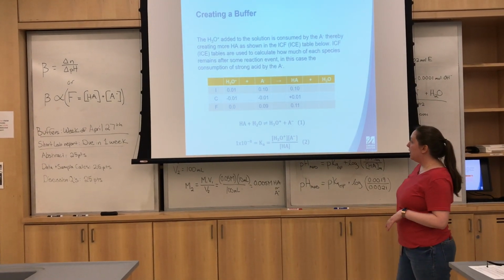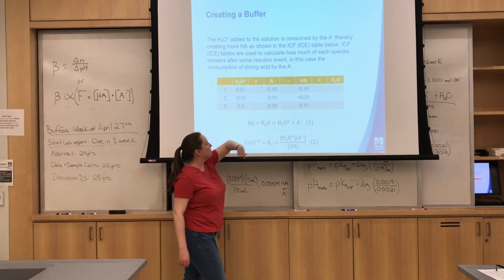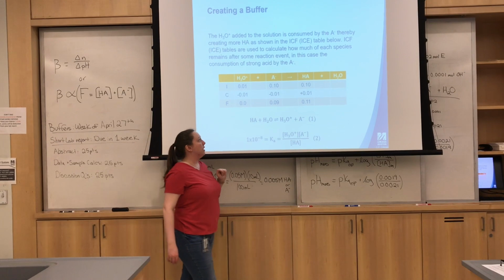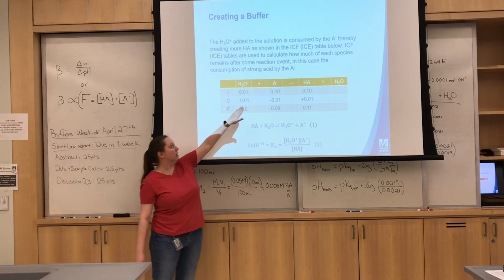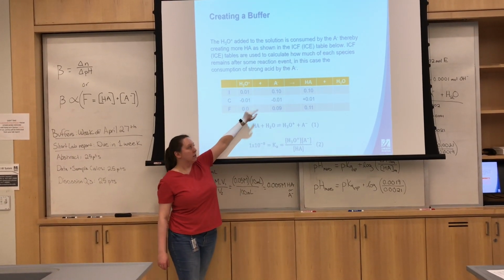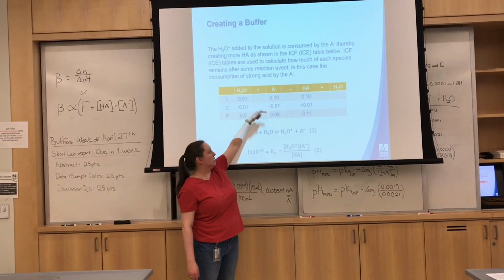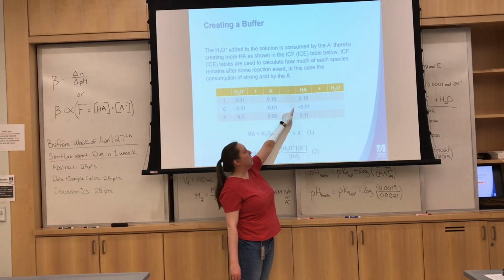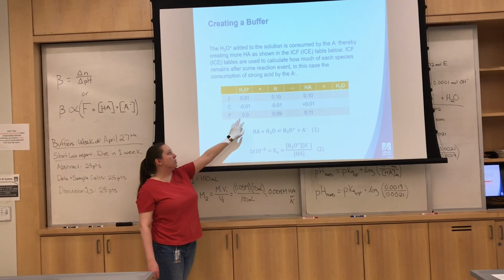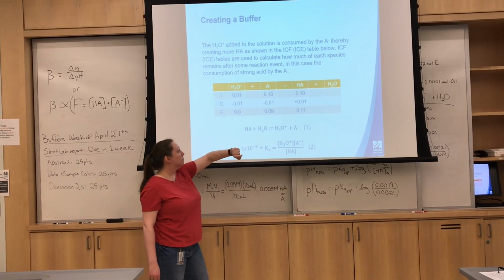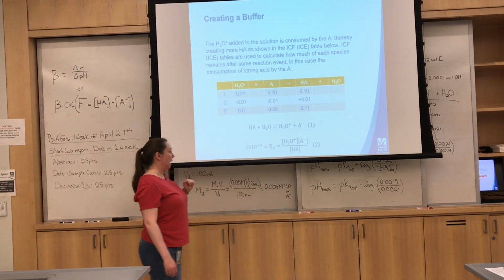We're starting with 0.01 of H3O plus, and we're starting with 0.1 of A minus and 0.1 of HA. We are reacting all of our H3O plus with our A minus, so we're subtracting these amounts because we're making HA. So we're adding to the HA column. So H3O plus is all reacted. We have 0.09 of A minus and 0.11 of HA.